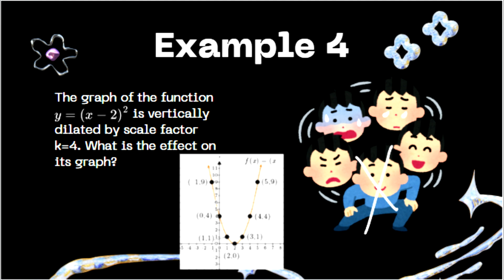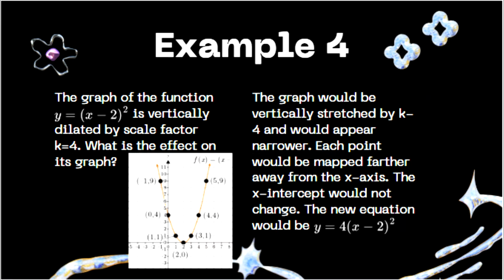The graph of the function y equals x minus 2 squared is vertically dilated by a scale factor of 4. What is the effect on the graph? This formula is shown right here, but we're going to change it by a factor of 4. So the graph would be vertically stretched because 4 is a whole number, so it's going to go up, and would appear narrower, so it's going to be skinnier. Each point would be mapped farther away from the x-axis, so it's going to move further up.